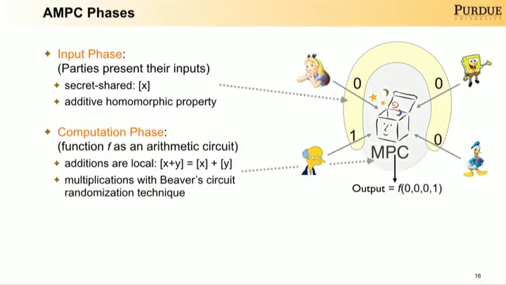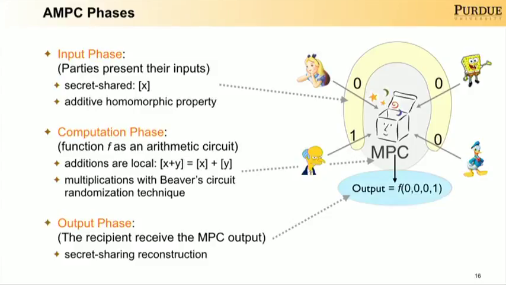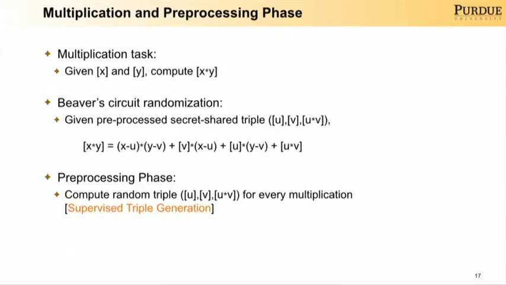The next thing is the computation phase, where you take the computation that you want to perform and represent it as an arithmetic circuit, and perform all the operations there, especially additions and multiplications, to obtain your output. Additions are local, while multiplication requires a special technique that we are going to see. And finally, once everything is ready, you combine all of these together to get the output. These are the three steps that we generally see in most multi-party computation protocols.